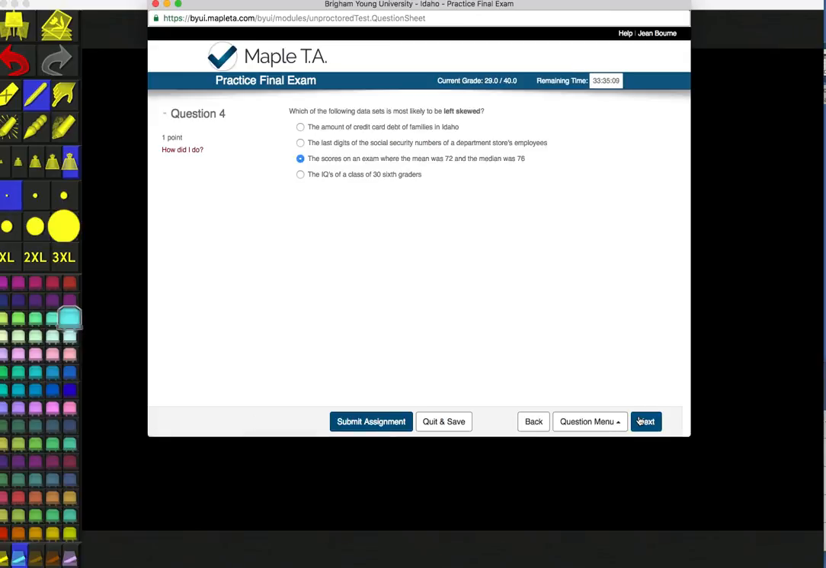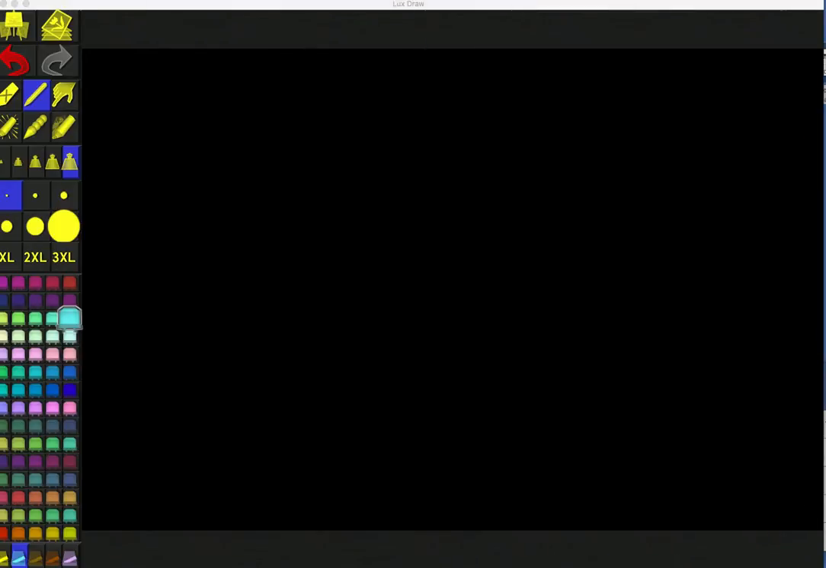I just want to talk about this for a second. Which of the following data sets is most likely to be left skewed? Remember that left skewed means we're looking at a tail on the left and then a lump on the right. That's left skewed.